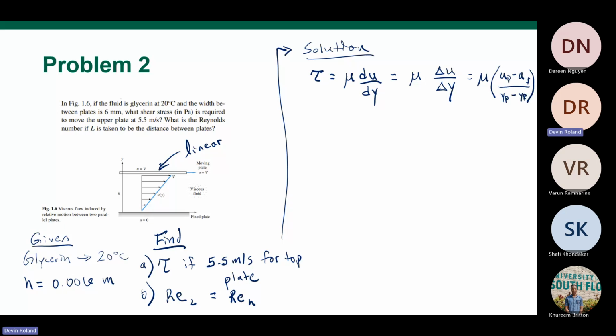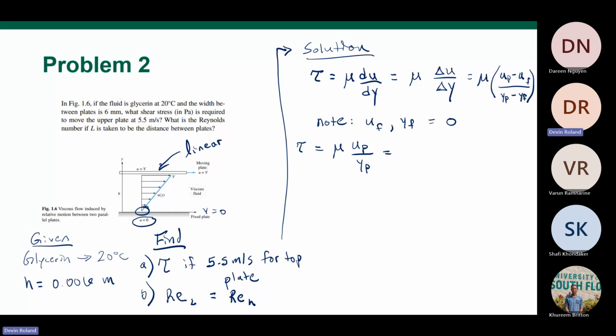The reason I did that is so I don't skip a step, because the next step will be to note that uf and yf are both equal to 0, because we're defining 0 as the plate in the y direction right here. And it also says that U is equal to 0 there because it's fixed. So if those are both 0, then we can rewrite our shear expression as viscosity times UP over YP.